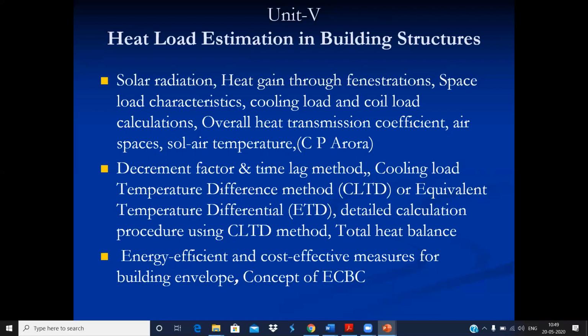There is a 12-mark numerical that can be asked to calculate the heat load through building structures. That part we are going to cover, and also we are going to discuss the energy conservation building code, the concept of green building, and what the codes and policies used for green building are. That part we are going to discuss here. That is unit number 5.